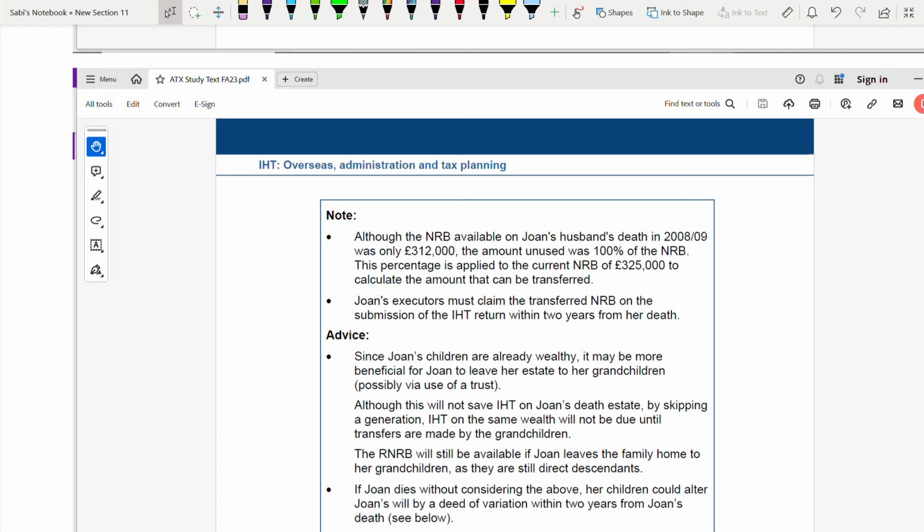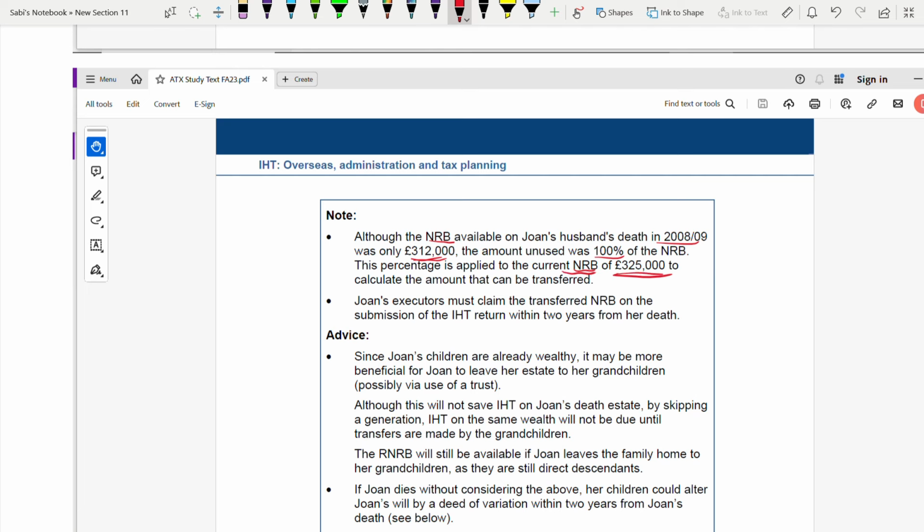And one more thing. See, they told about nil rate band is 312 at this date, right? Husband's death. But the percentage of 100% applies to this 325,000. That is the current NRB. It might be 312, but the amount unused was 100%. So this percentage is applied to the current NRB, which is 325,000, not 312.